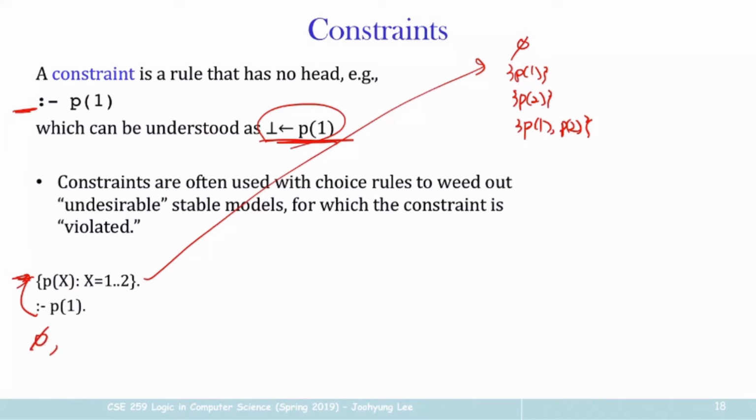What about P of 1? P of 1 violates it, because P of 1 makes this true, so true implies false is false. That's not going to work. P of 2, how about this? Does it work? Yes. So we have P of 2 as a stable model. What about this last one, P of 1, comma P of 2? Does it satisfy the constraint?